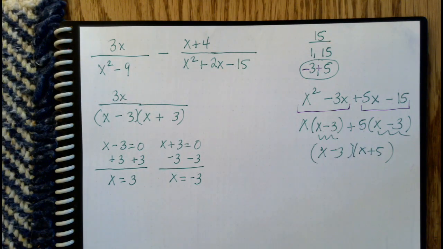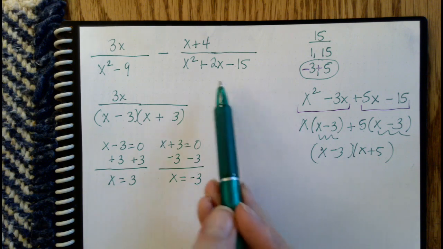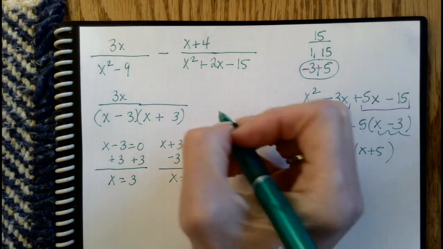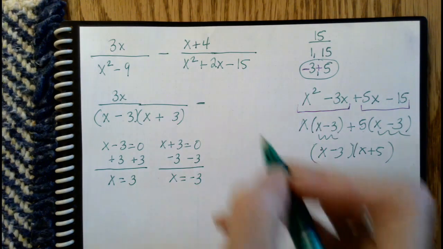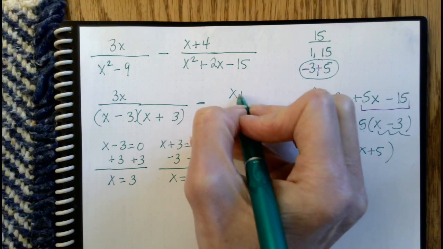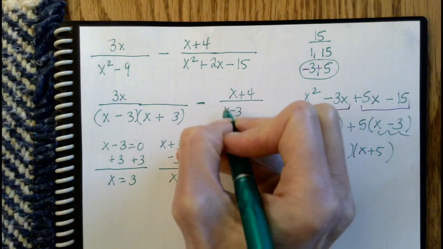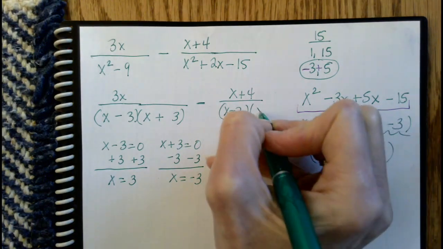I had to pause the video for a minute, so just to recap for myself, what we've done is we've factored by splitting the middle, the x squared plus 2x minus 15. We ended up with x minus 3 times x plus 5. So if we were subtracting this problem, then it would be written as minus x plus 4 divided by x minus 3 times x plus 5.